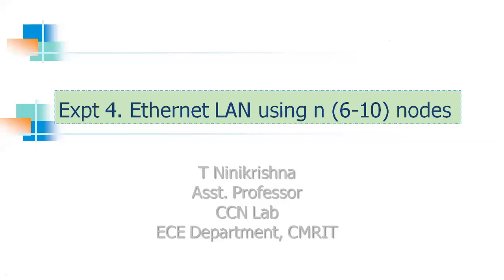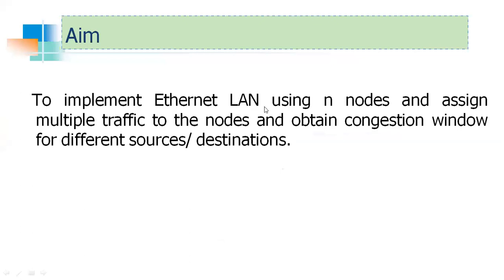Experiment 3 was to implement Ethernet LAN using N nodes, but then just to see how the sending and receiving happens, and if you change bandwidth and bit error rate, what all changes you see in the throughput. Now experiment 4 is this. Implement Ethernet LAN using N nodes. We'll be using 7 nodes.